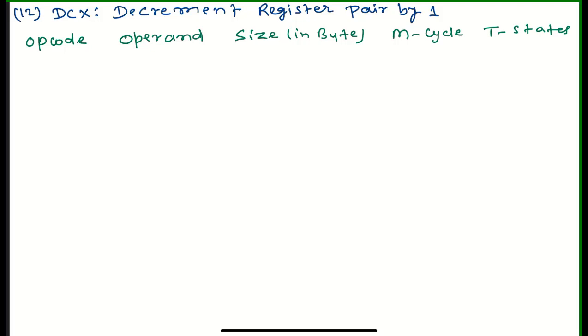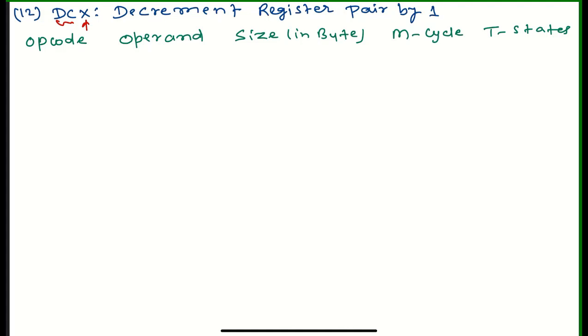So in this video, I'm going to explain the next arithmetic instruction, which is called DCX. DC means decrement, and X means register pair. So decrement register pair by 1. It means decrement the register pair content by 1, and after decrementing, store the content into that register pair itself.